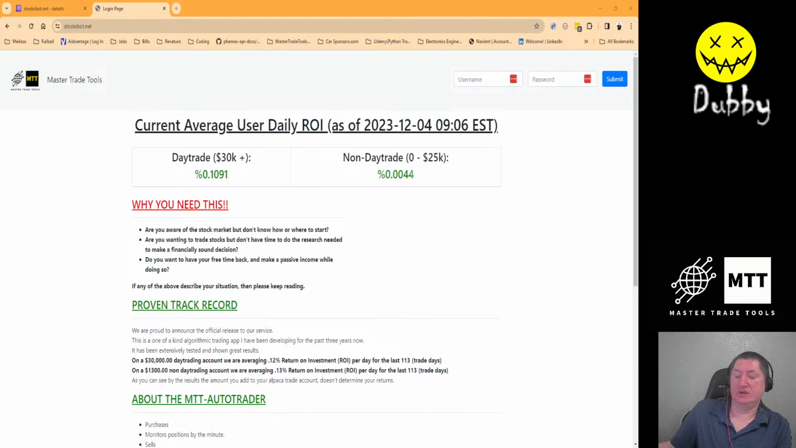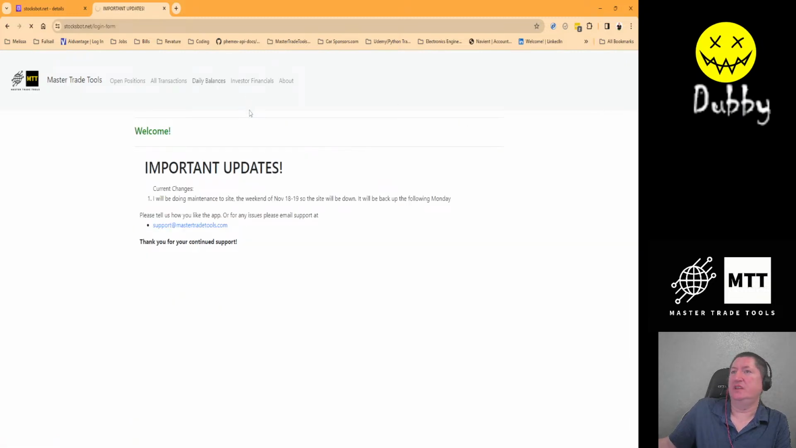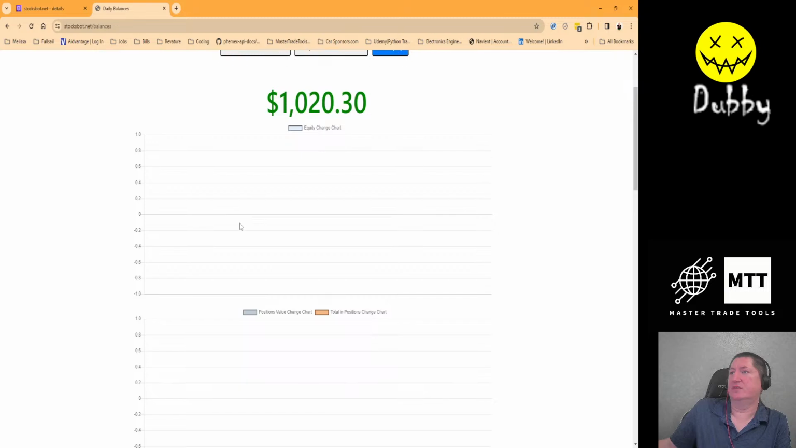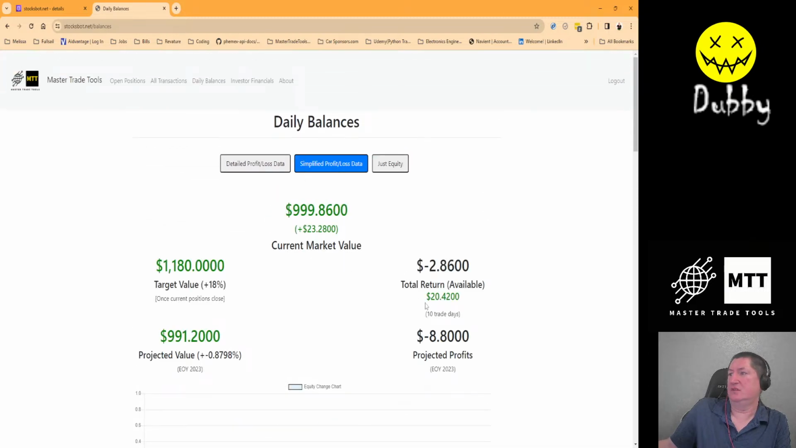The only reason that's showing as being so low, and I'll just show you, is because our non-day trading account has not really sold anything yet. It has sold a little bit, but it hasn't sold a lot. So if we look at our daily balances on that, the reason why it's so low is because it shows us as a current realized ROI of negative $2.86.